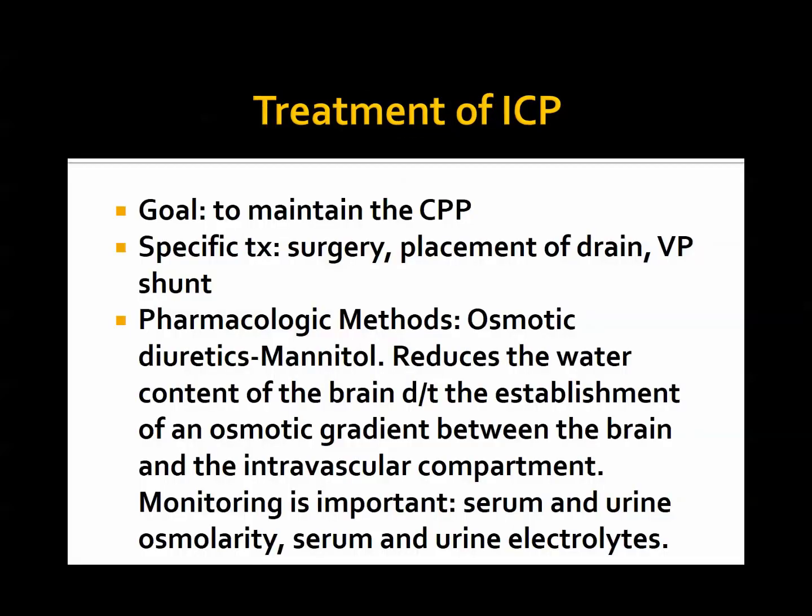Okay, now treatment of the ICP. So the goal, of course, is to make sure that we have good perfusion to the brain. So maintain that cerebral perfusion pressure. That's ultimately your goal. So how do we do that? Well, we can fix the problem. So surgery, they could put a drain directly into the ventricle of the brain and drain some cerebral spinal fluid. Or sometimes a ventricular peritoneal shunt, a VP shunt, is placed.